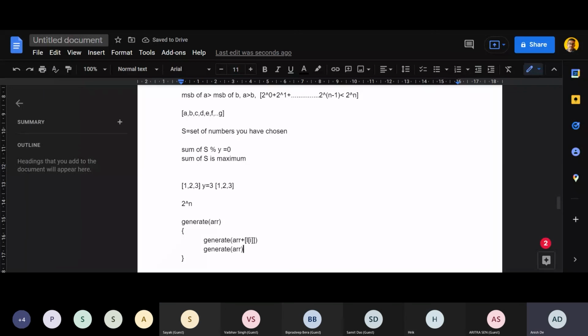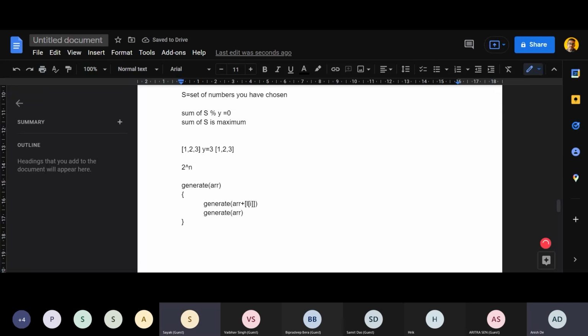The problem here is that when you are calling this, you are generating a recursion stack, right? When you call this generate, a recursion stack will be created. Yes or no? So that will use extra space. That is a disadvantage.